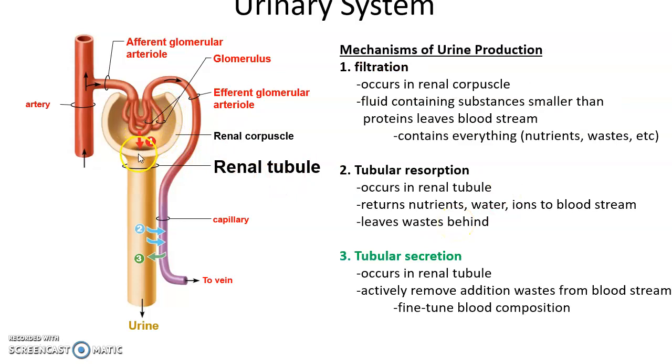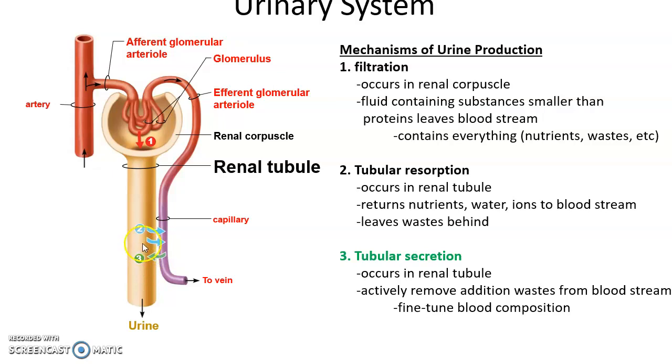From here, the filtrate will then enter the beginning of the nephron. In the beginning of the nephron, we get tubular resorption. Tubular resorption is the movement of materials from the renal tubule to the bloodstream. So we're returning nutrients, we're returning water and ions. Things that are supposed to stay in the blood are returned to the blood. And most of what's left behind are wastes and other things in excess.